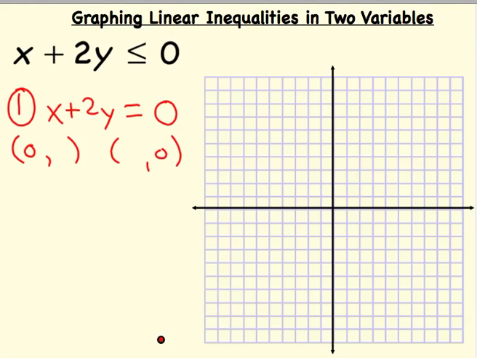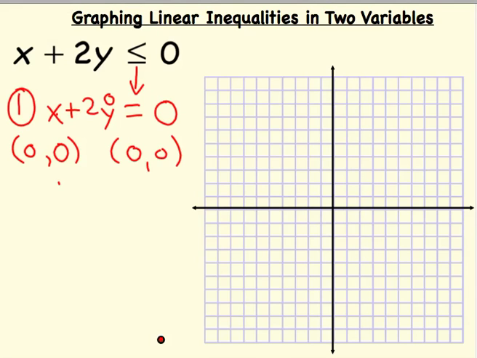So, all right, so again, we're finding the x and y intercept. Right now we're on step 1, which is just graphing the boundary line. Graphing the boundary line is replacing the inequality with an equation. So if I plug in 0 for x, I'm going to get 2y equals 0. And I'm going to get 0 for y. If I plug in 0 for y, I'm going to get x equals 0. Well, this doesn't really help me because this gives me 2 of the same point.